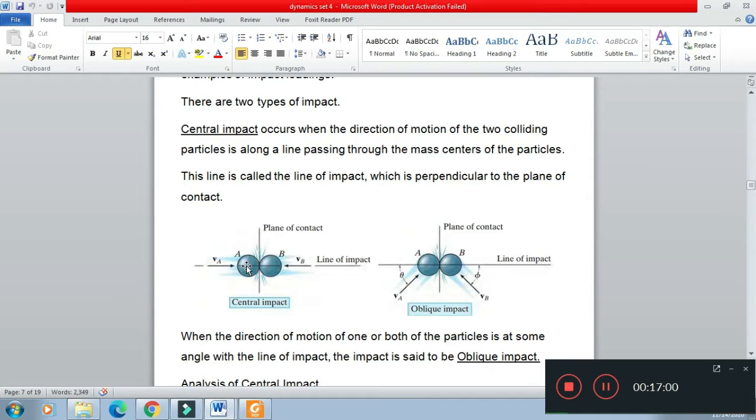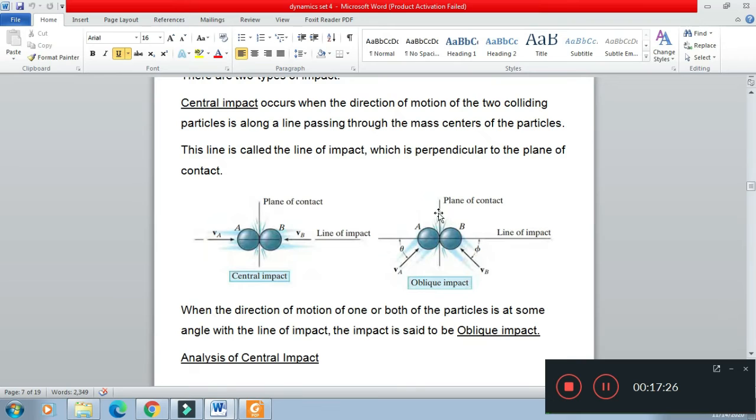This is the mass center of A, this is the mass center of B. The line which passes through the mass center is the line of impact. Then this is the direction of velocity. In this figure, the direction of velocity is horizontal. VA and VB both are in the X direction.